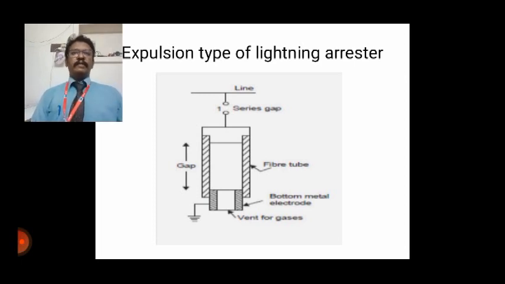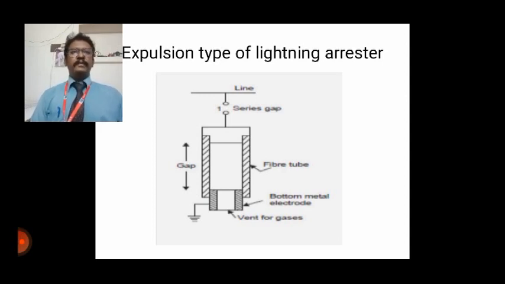The improvement of the rod gap is the expulsion type, which consists of a series gap, as I said earlier, external to the tube, which is good enough to withstand normal system voltage. Thereby, there is no possibility of corona or a leakage current across that particular tube. Next, you can see here a tube which has a fiber lining. You can see inside you have a fiber lining on the inner side, which is a highly gas evolving material.